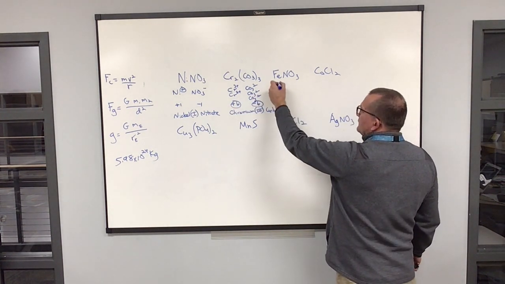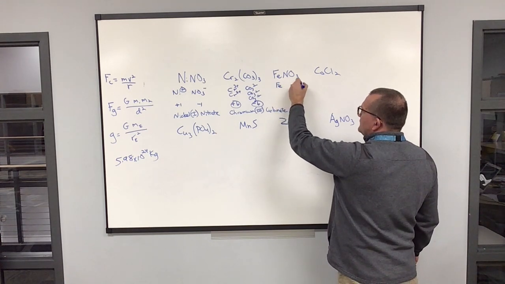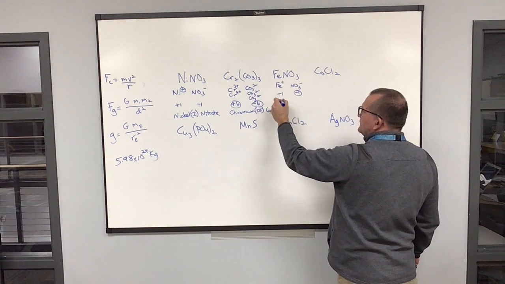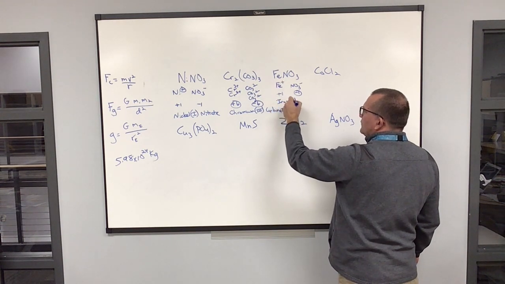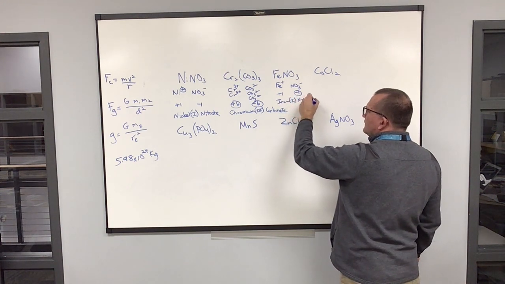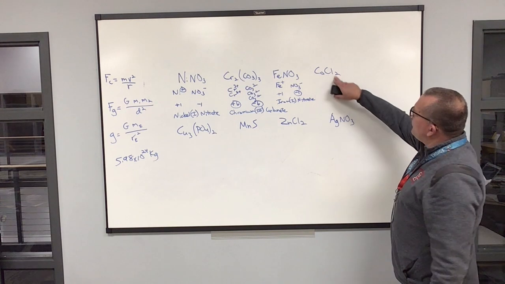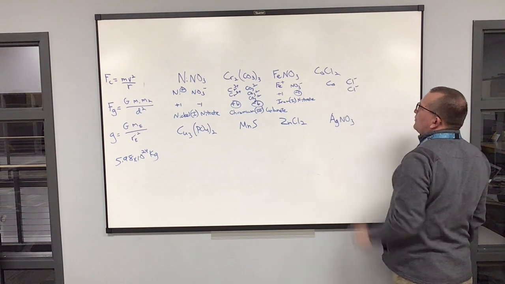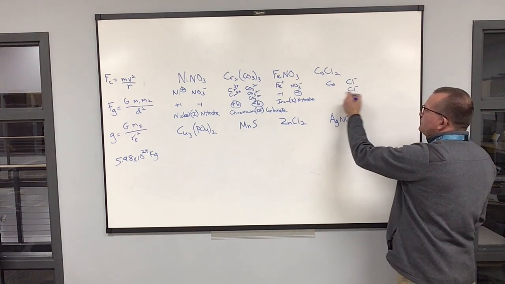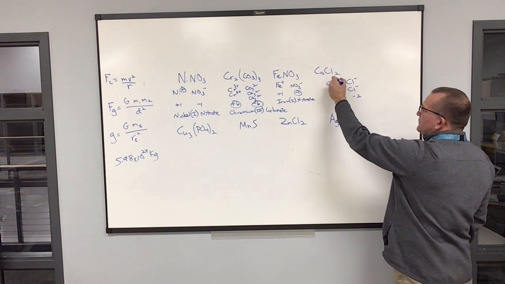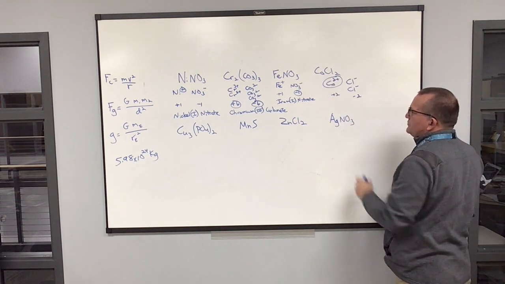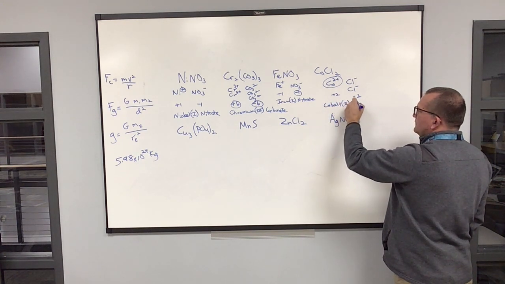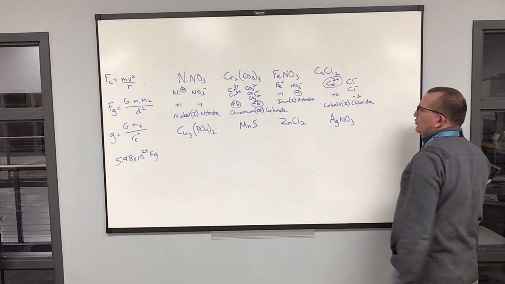Iron and nitrate, Fe, don't know the charge. Nitrate's negative. -1, +1, which makes that +1. So this is iron 1 nitrate. Cobalt and chlorine. Cobalt unknown. Chlorine is -1 charge. There's 2 of them for a -2 charge. Makes this +2 since there's only one place to go. Cobalt's a +2 charge, so this is cobalt 2 chloride.